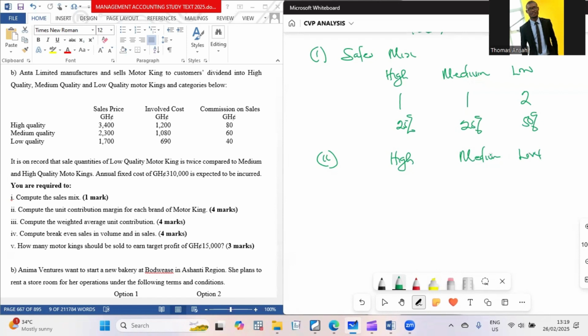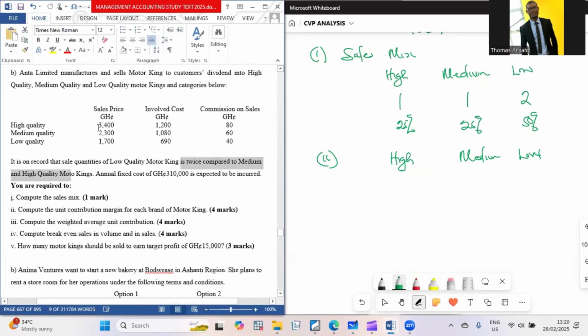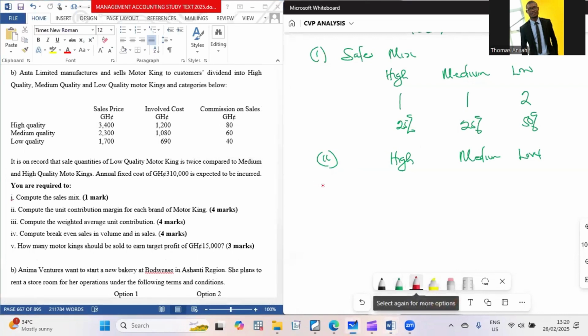So what is our sales, and what are we given? This is our selling price here. This is our cost we've been given, and another cost, commission on sales. They are all costs. For sales, we were just not given it in terms of per unit. So the selling prices are 3,400, 2,300, then we have 1,700.